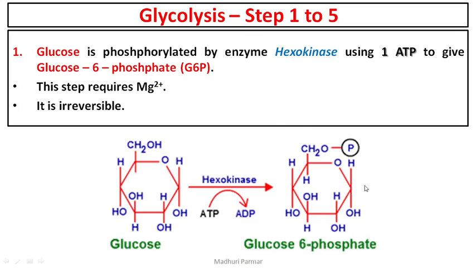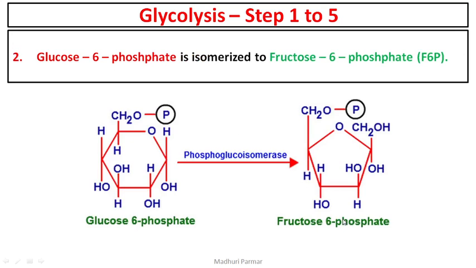Now one more thing. Once you convert glucose to glucose 6 phosphate, this glucose 6 phosphate cannot leave the cell. It is always destined now to stay inside the cell. It cannot leave the cell because of this phosphate charge. Fine. This is the first reaction, glucose to glucose 6 phosphate.